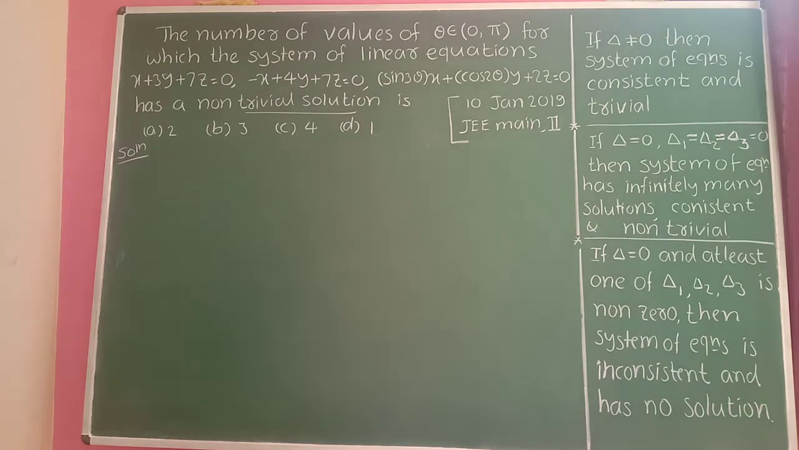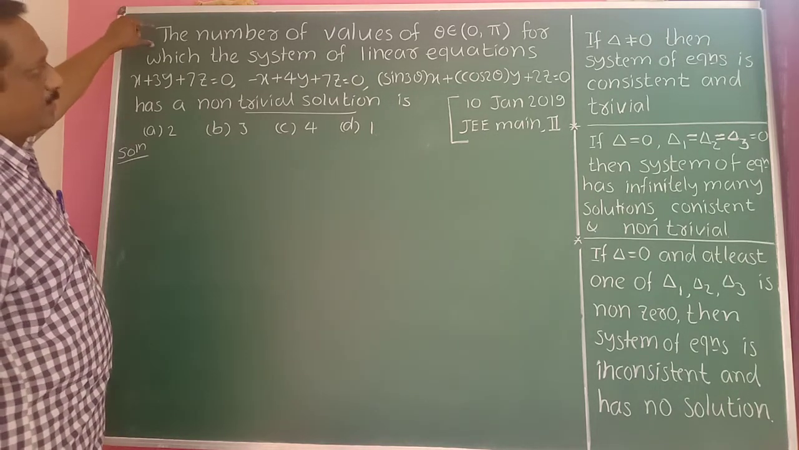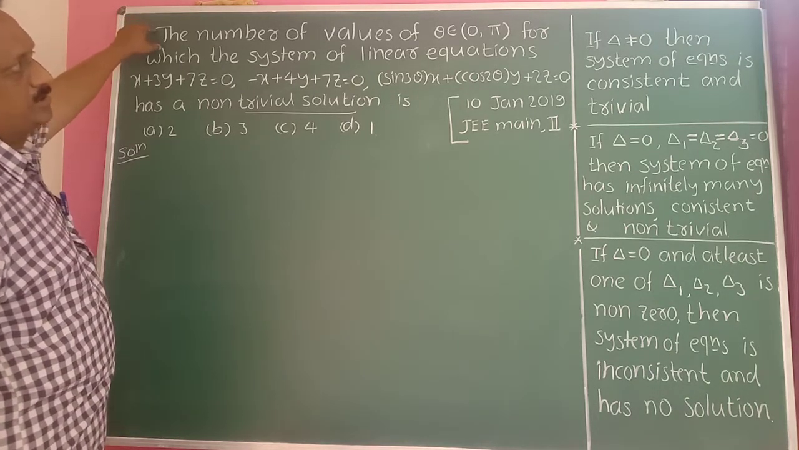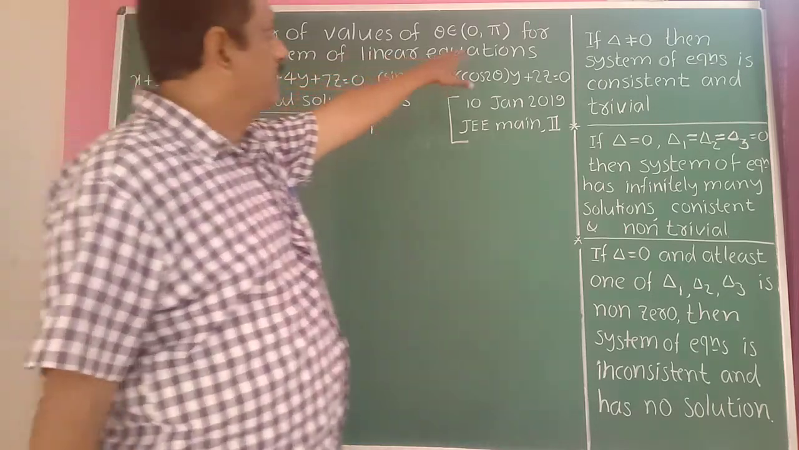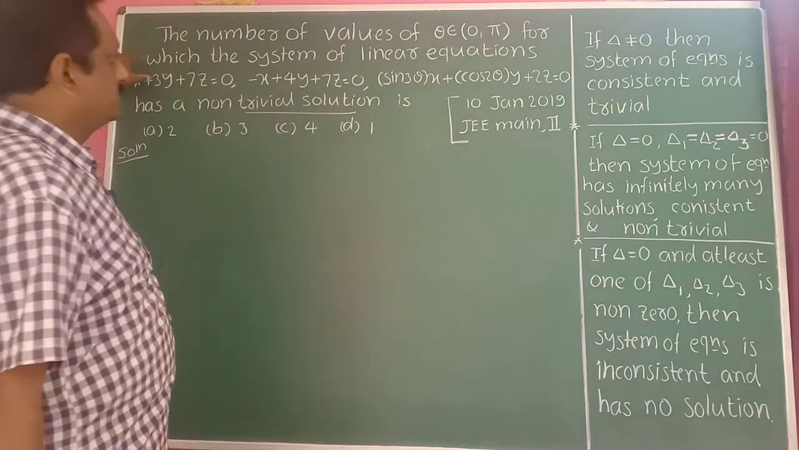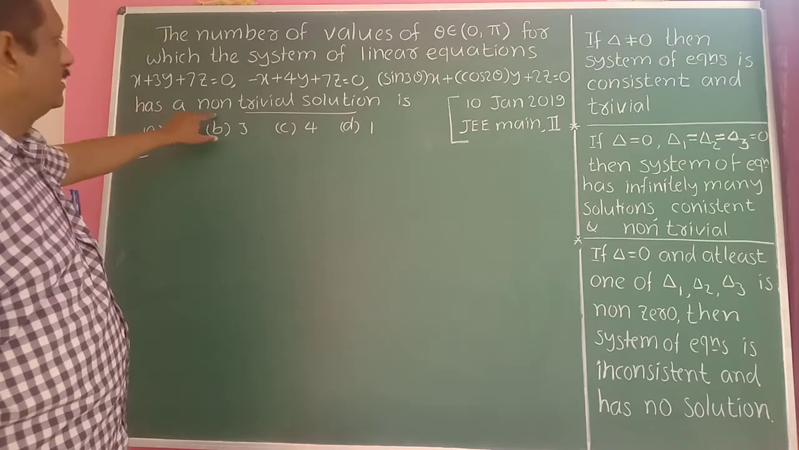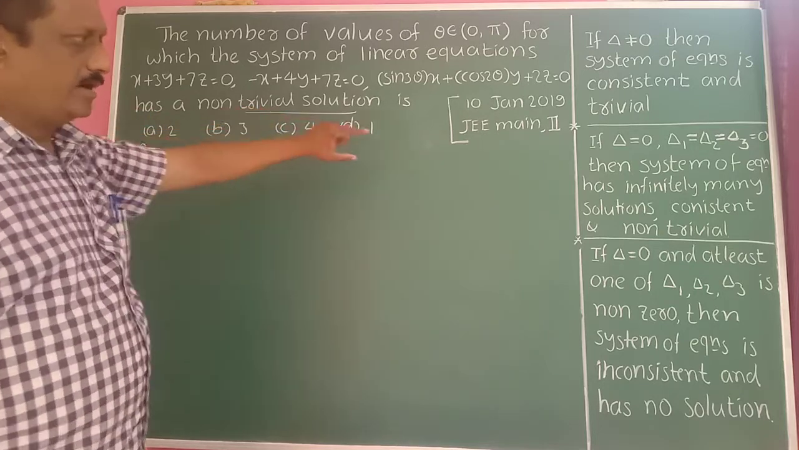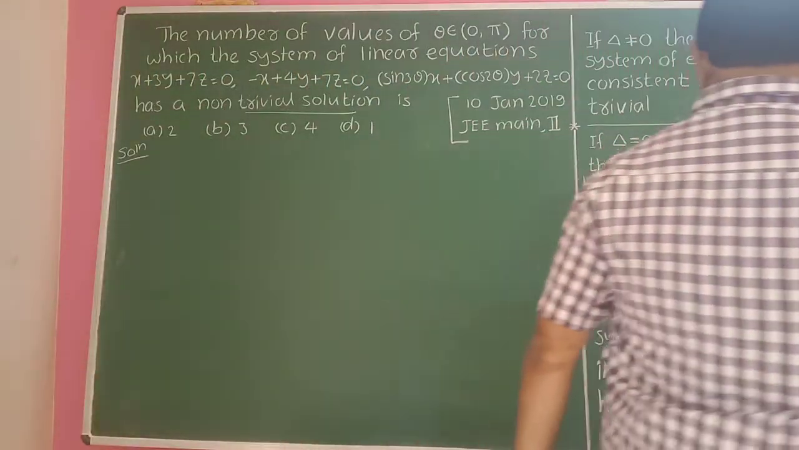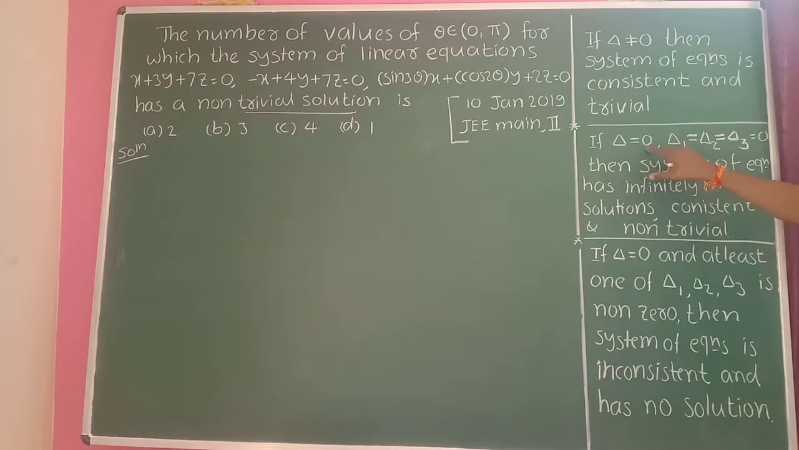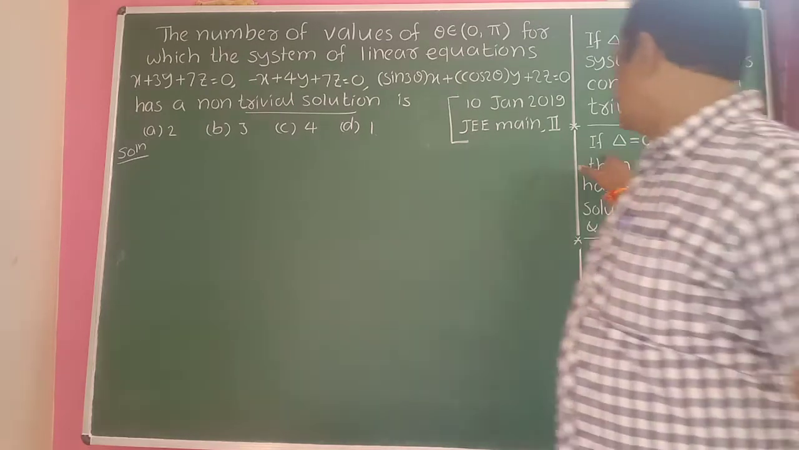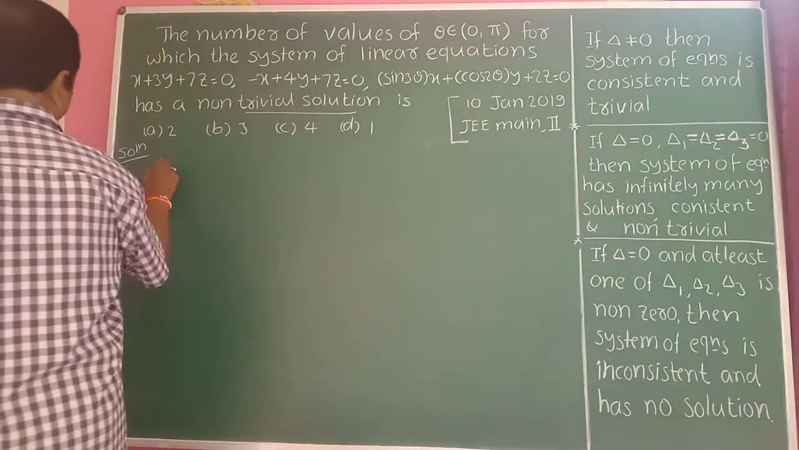So this is the next example here. The number of values of theta belonging to the open interval (0, pi) for which the system of linear equations has a non-trivial solution. You know that the system has a non-trivial solution if delta is 0, and delta 1, delta 2, delta 3 are 0. So delta is equal to 0.